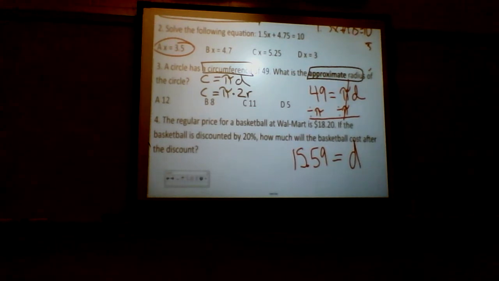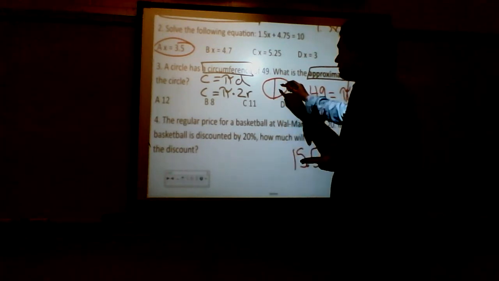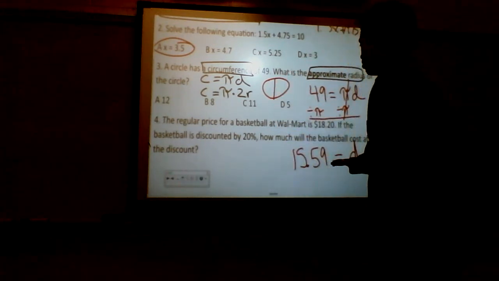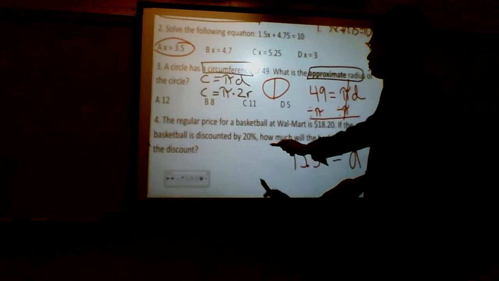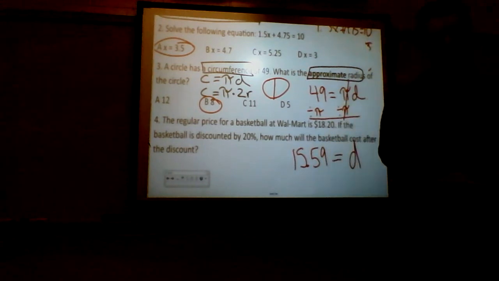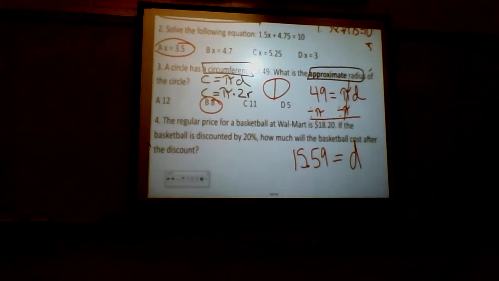Now the question says, what is the approximate radius? So I'm going to go back to my circle. The diameter is 15.59, that's the entire thing. So to determine the radius, I'm going to divide that by 2, and I get 7.79, which is approximately 8. I can almost guarantee you there will be a question just like this on your EOG. So if you need to rewind the tape and watch it again, please do so. You may use either one of the formulas, but the idea is to solve for the radius.